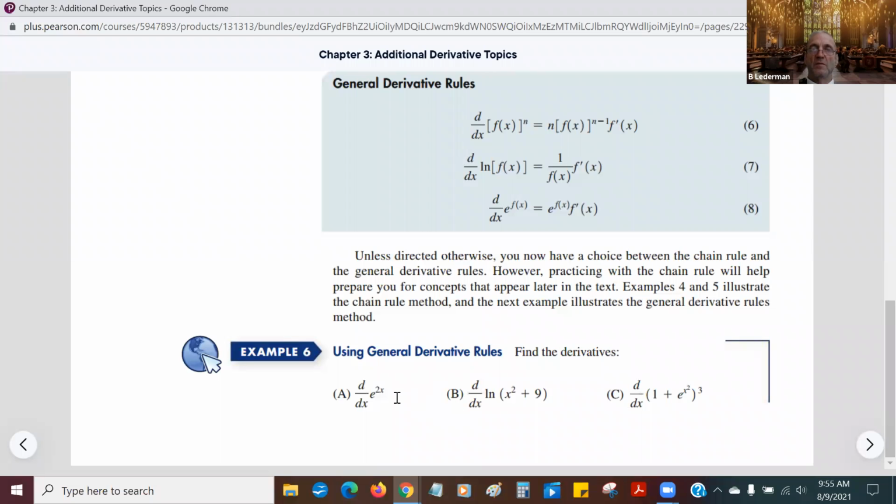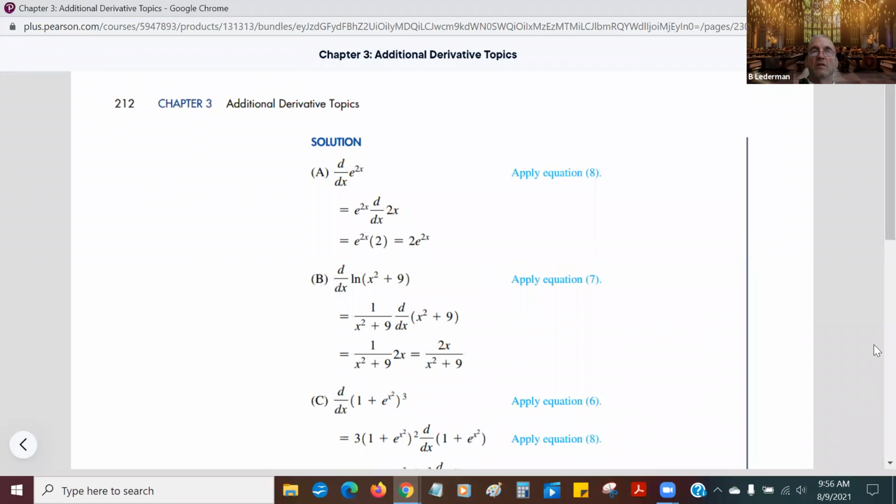So let's find some derivatives here. e to the 2x, ln of x squared plus 9, and 1 plus e to the x squared, cubed. So we've got to work it out first. Let's start with a. e to the 2x. Well, that's going to be e to the 2x, the outer derivative, times the inner derivative, which is just going to be 2. So my final answer is 2 times e to the 2x.